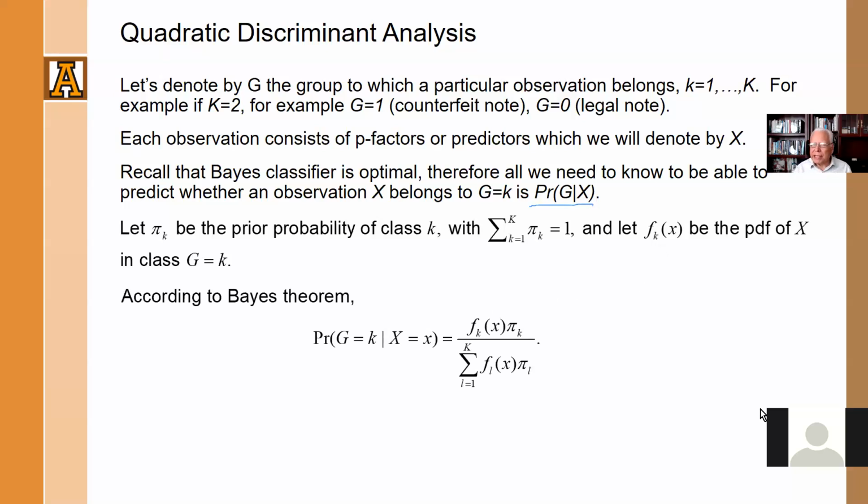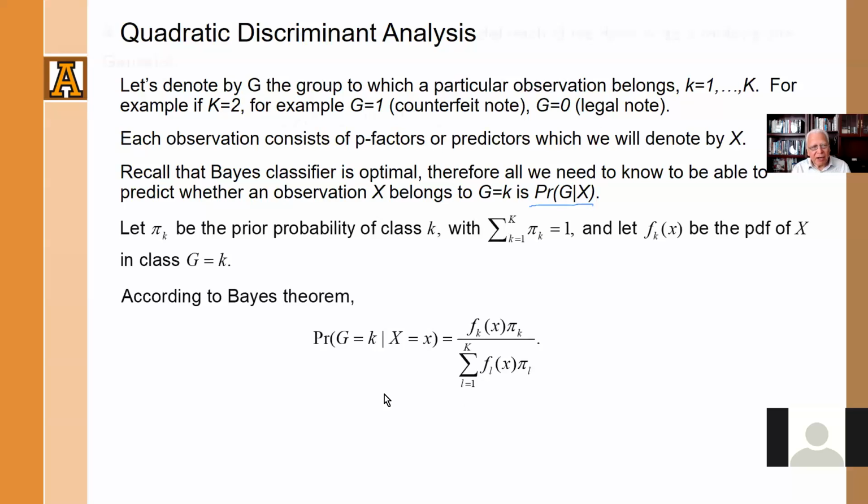then, according to Bayes' theorem, the posterior probability that we would need to know to do a correct classification would be the probability that G equals little k, given the values of X. That would be the kth density, the density of the kth population, times its prior probability, divided by the sum of all the densities times their prior probabilities. Okay, that's Bayes' theorem. So that's all we would need to know.